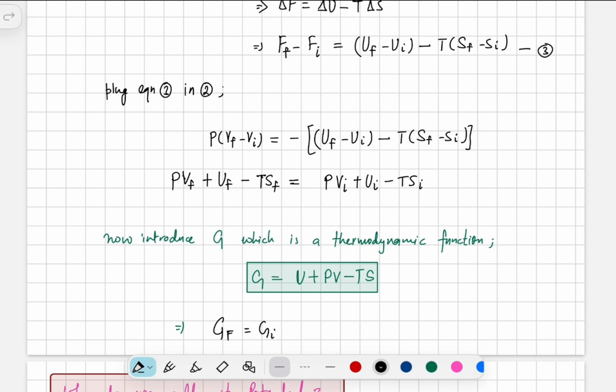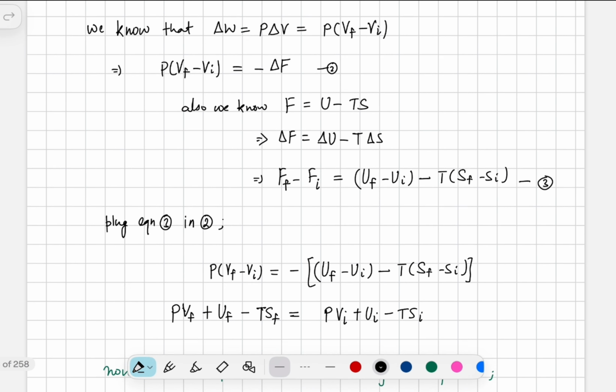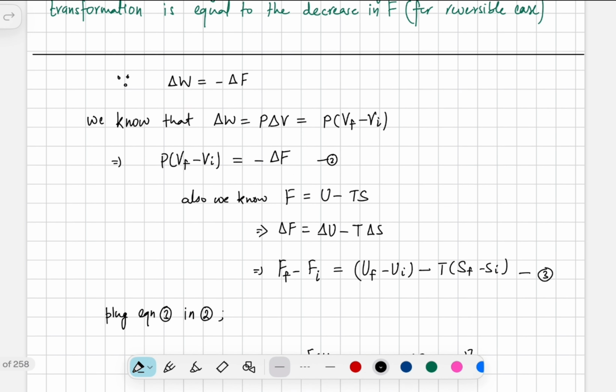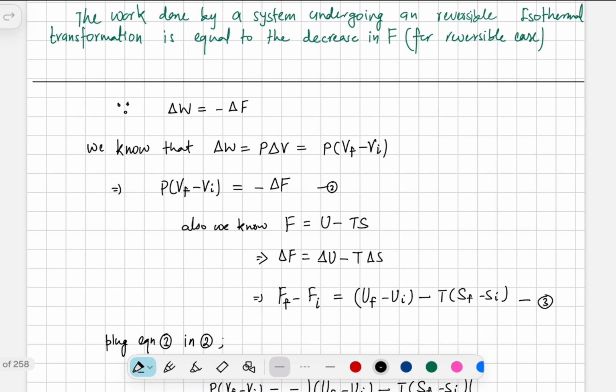So this was the case, right? But this is happening for a reversible process, that is why the equal sign is there. But if we want to take the reversible as well as the irreversible process into consideration, we can replace the equal sign with this inequality sign also, like this.